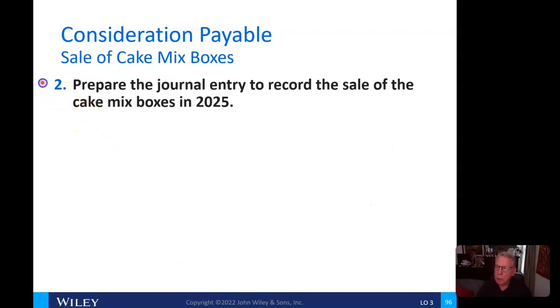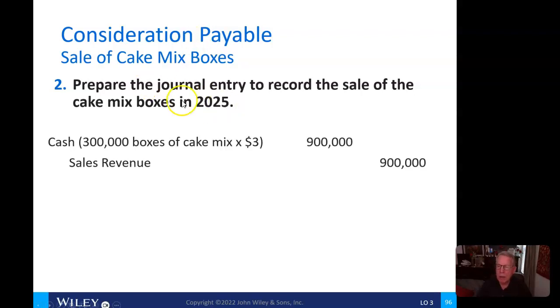Now, number 2, we're going to prepare the journal entry to record the sale of the cake mix boxes in 2025. Here we had 300,000 boxes of cake mix at $3 per box, so that's $900,000 we're going to receive in cash and credit sales revenue for $900,000.